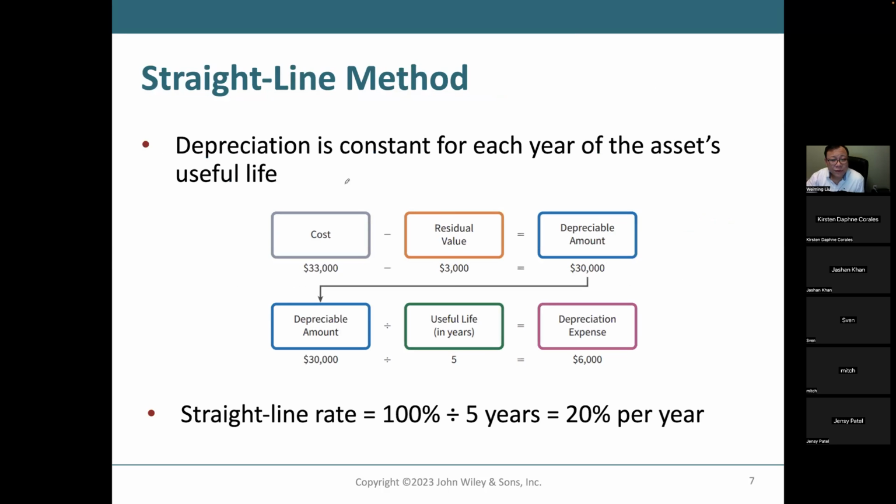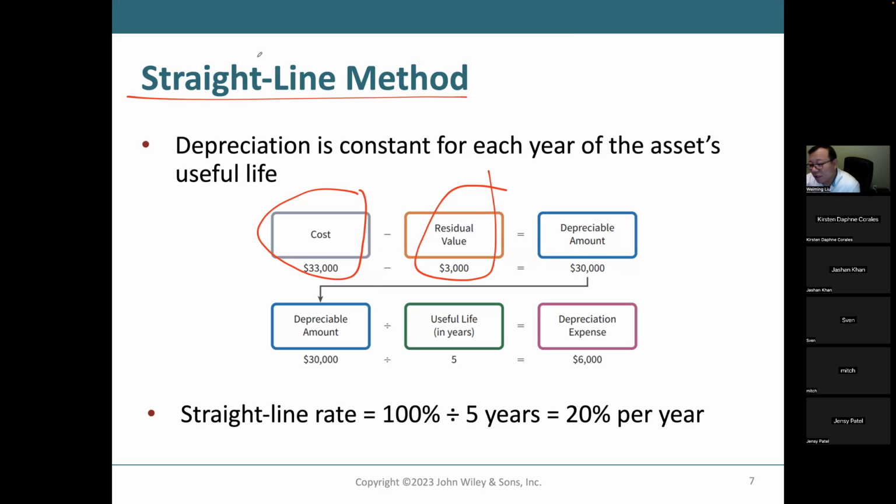Okay, so if you use straight line amortization, your cost is 33,000. Your ending value is 3,000. The difference is 30,000, which is the amount to be depreciated. That's how much value is lost from day one to the end. So this is your depreciable amount.